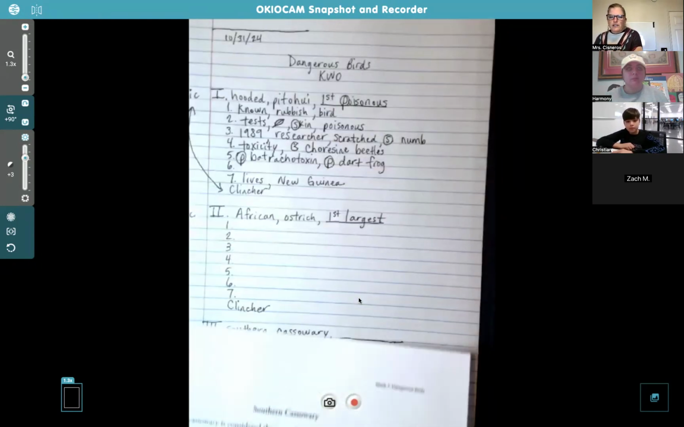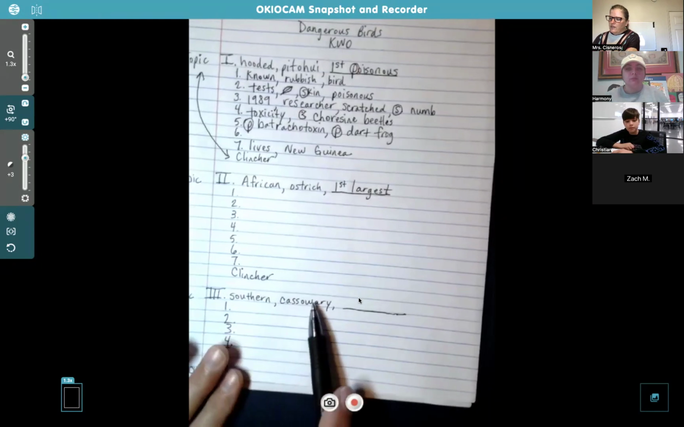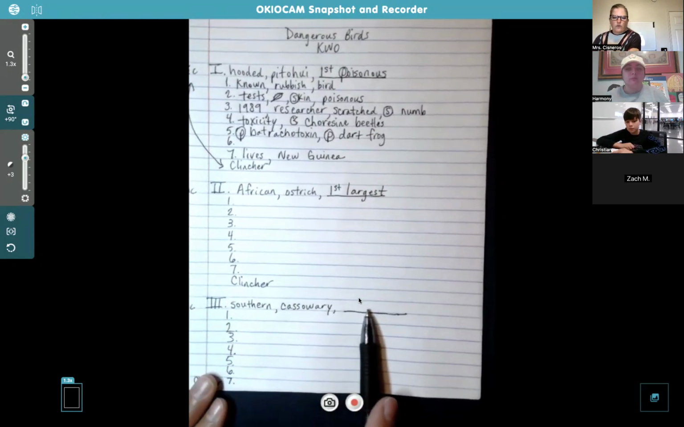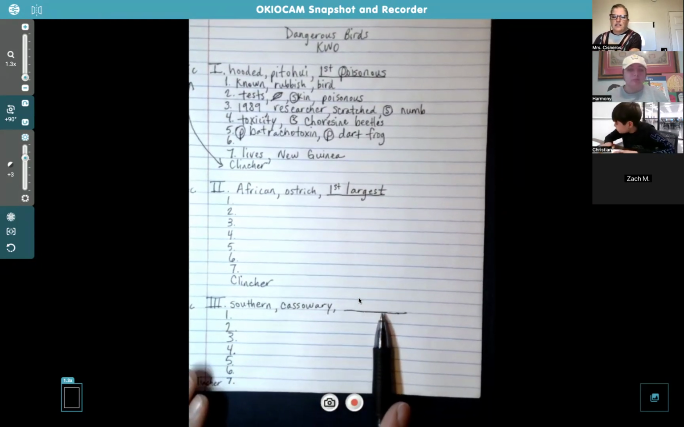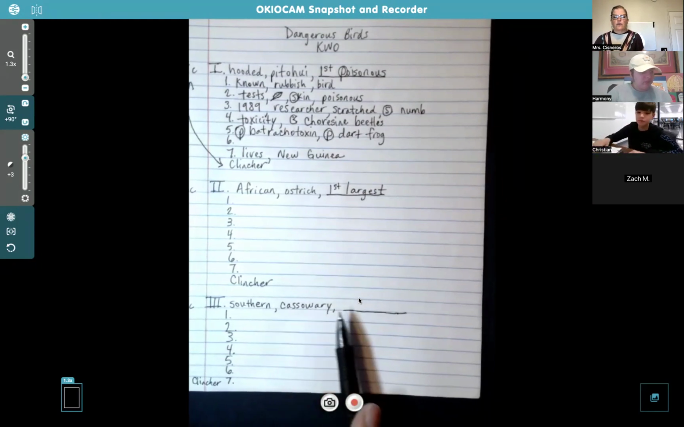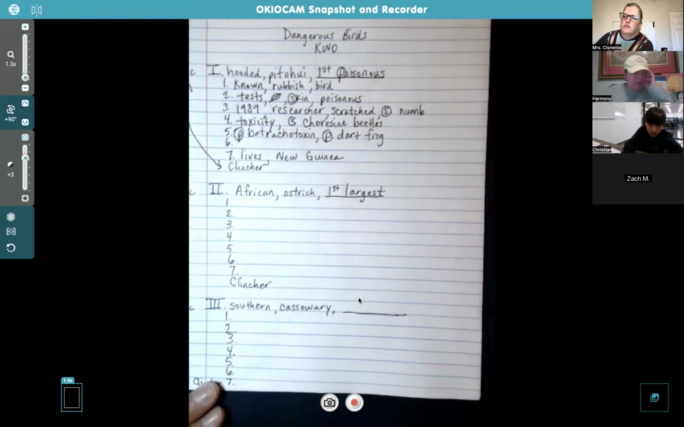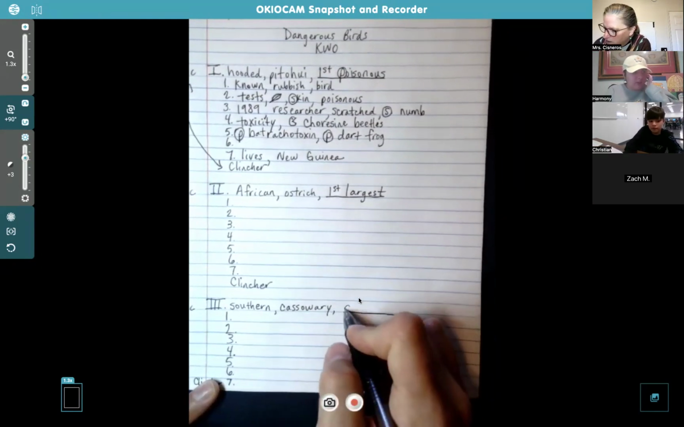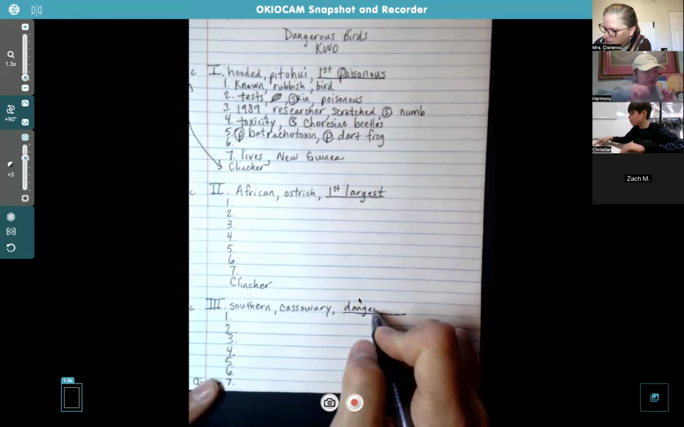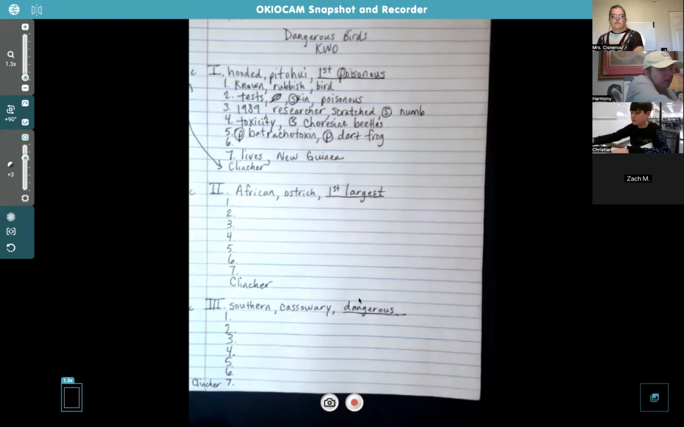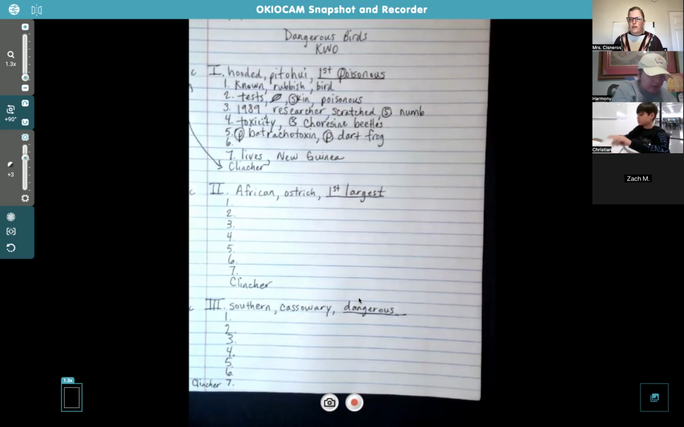All right. So back to this. Can anyone think of a word right here that we can add next to southern cassowary? What's a word to kind of describe them, Christian? Dangerous? Yes, I was thinking the same thing. Dangerous, for sure. Definitely dangerous.